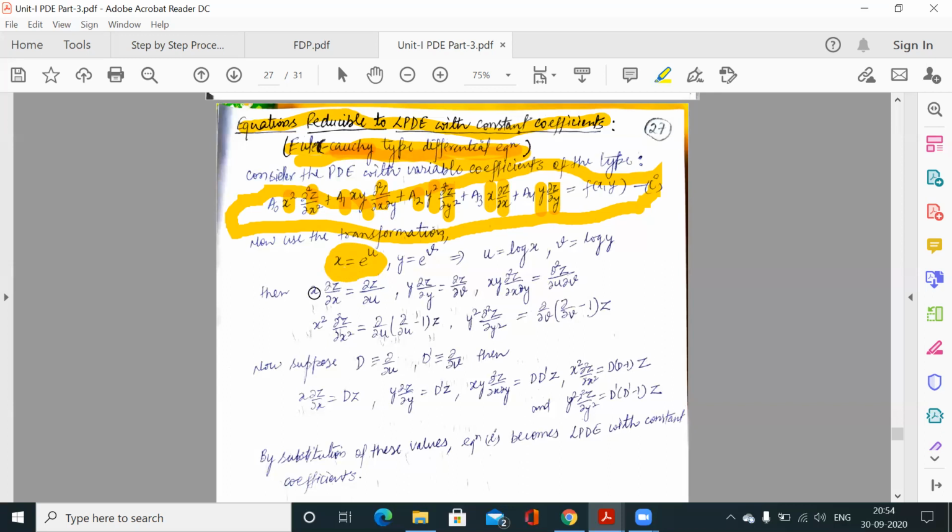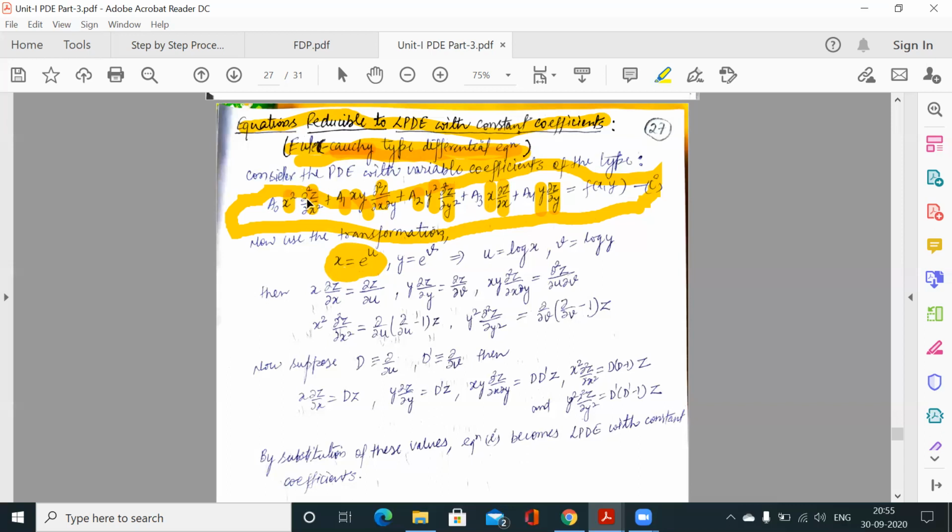With this transformation, if you remember, what was the change? x dy over dx was converted to D'y, meaning dy over dz, and x square d2y over dx square would have been converted to D'(D' minus 1)y. So these types of transformations were there, and here also we have the same concept.